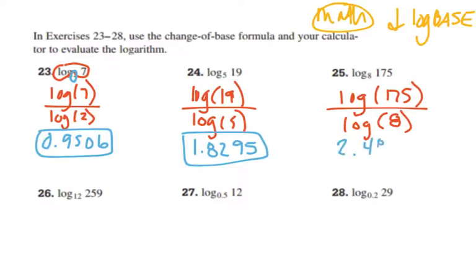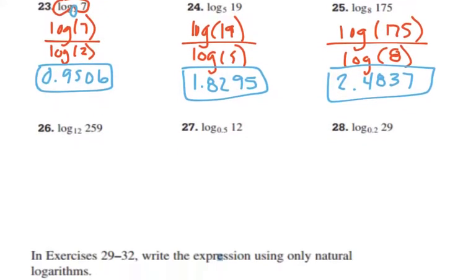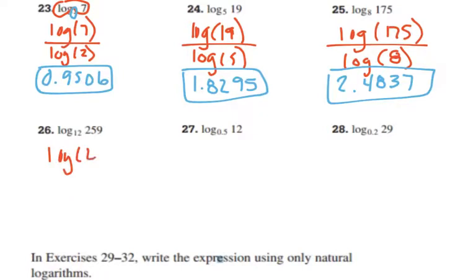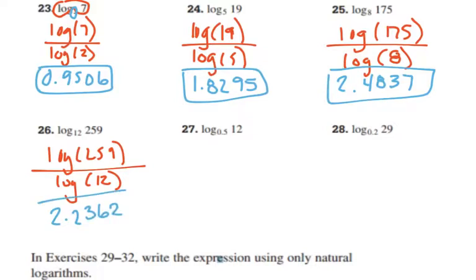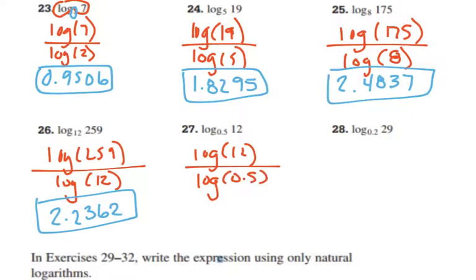So 2.4837. Next one is going to be log of 259 over log of 12. So that one simplifies to 2.2362. Next one can be log of 12 over log of 0.5, which ends up being negative 3.584, oops, 49 becomes 50.